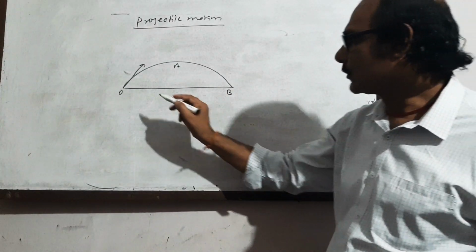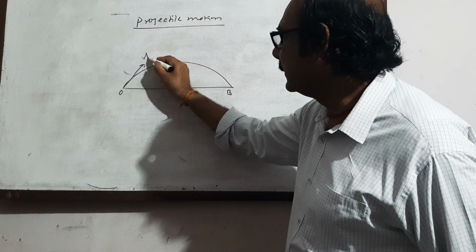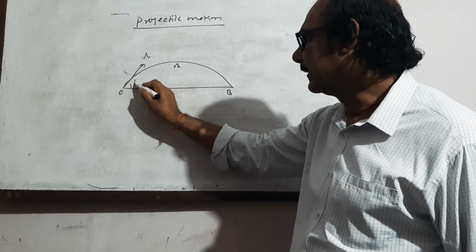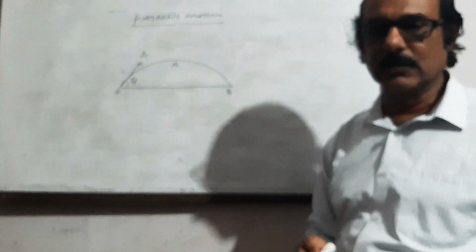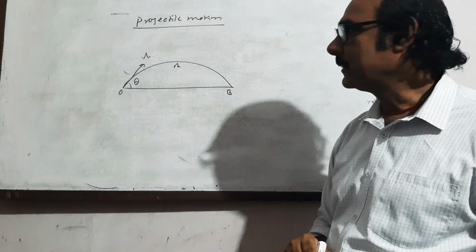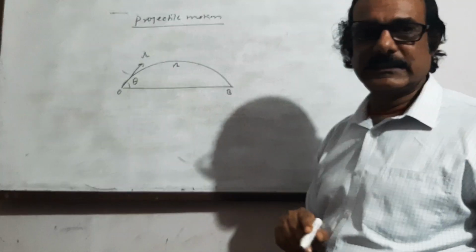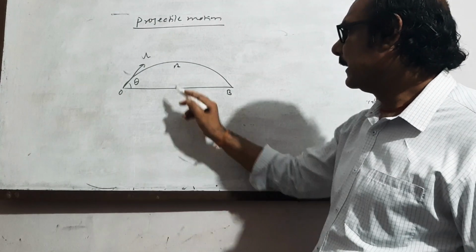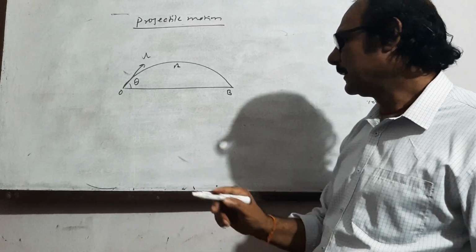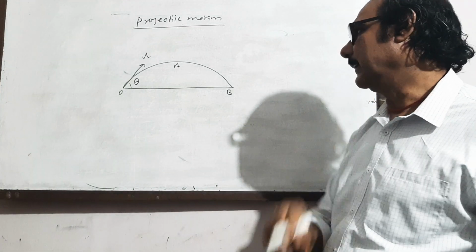So the velocity of the projectile is u when it is thrown at the point O at angle theta. So theta is the angle of projection, O is the point of projection, u is the initial velocity of the projectile, A is the maximum height attained by the projectile, and B is the point of fall of the projectile.